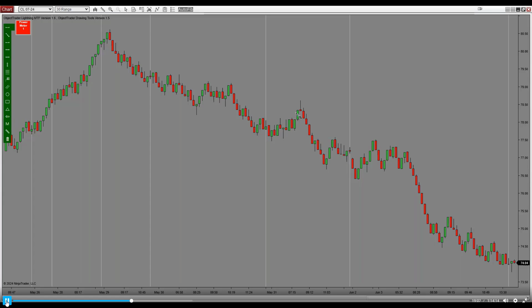But frankly, sometimes who really cares? Because when you draw this right here, see, they took it out and they came back and kissed it. So that was a good measured move. When you draw it like that, I like to look at a 1, 2, 3 measured move.